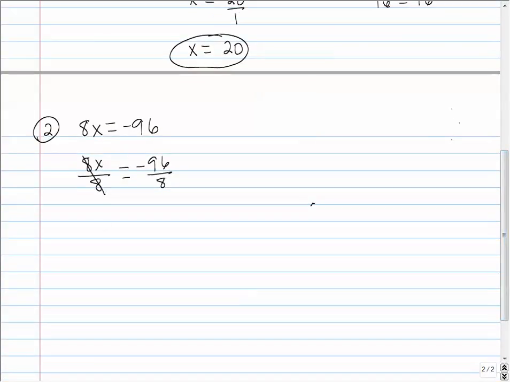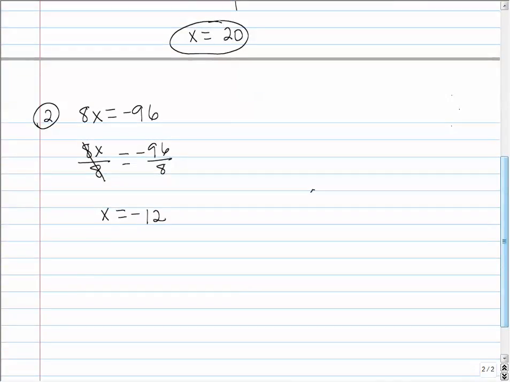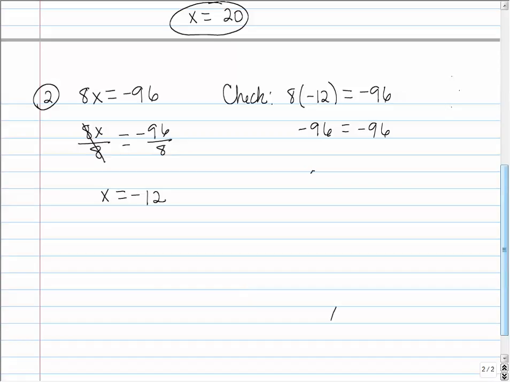So that cancels out. So you get x is equal to negative, let's see, 8 goes into 96 12 times. Yeah, it's negative 12. And then if you want to check your answer, you're just going to put negative 12 in place of x. So 8 times negative 12 equals negative 96, and then work it out, and you do get negative 96 on both sides. So that is your answer.